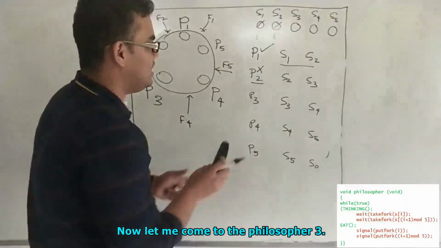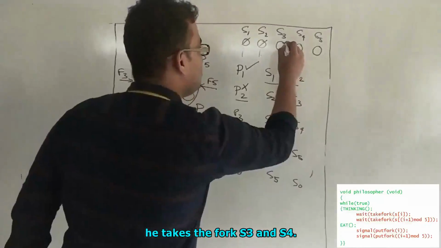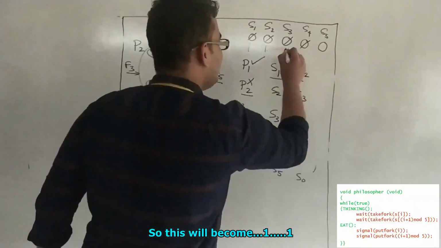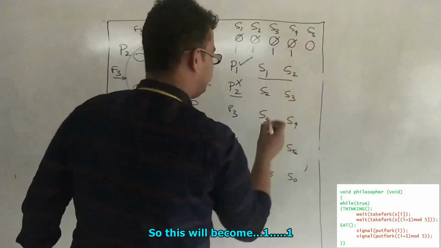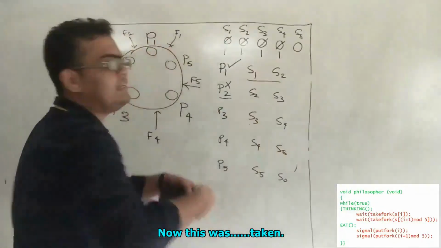Now let me come to philosopher 3. He takes the forks S3 and S4. So this will become 1, 1.